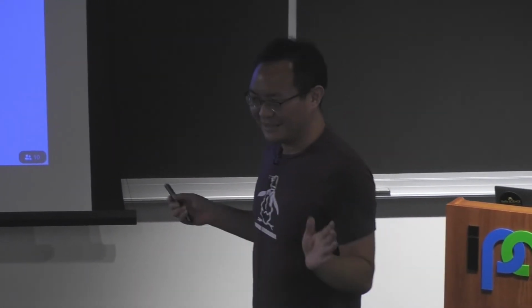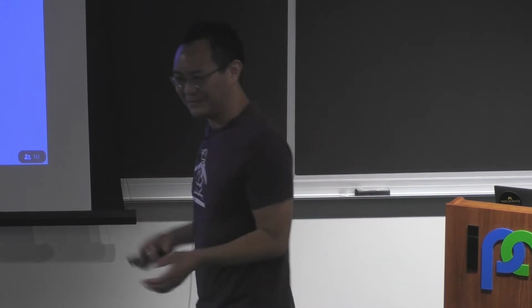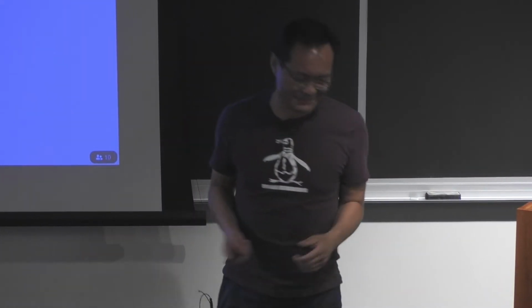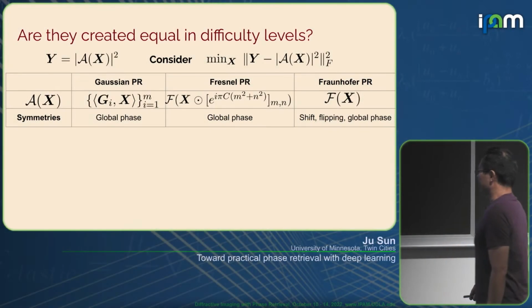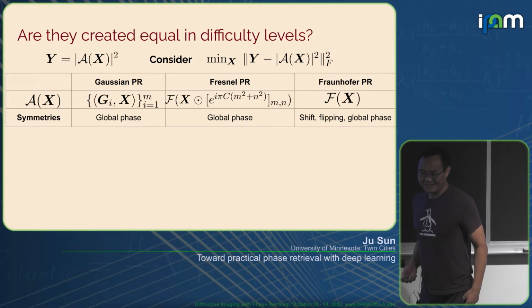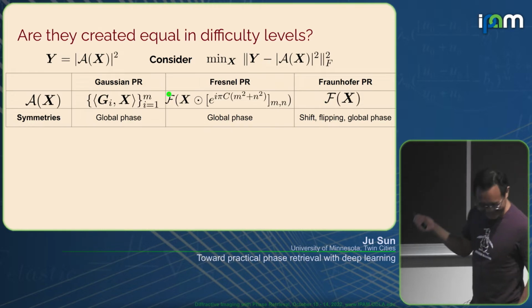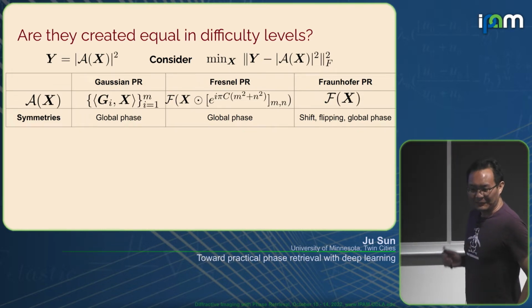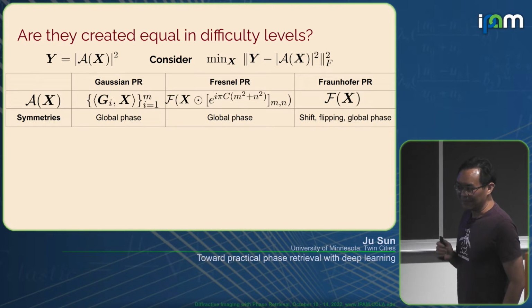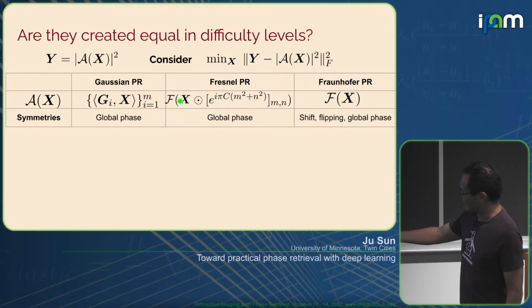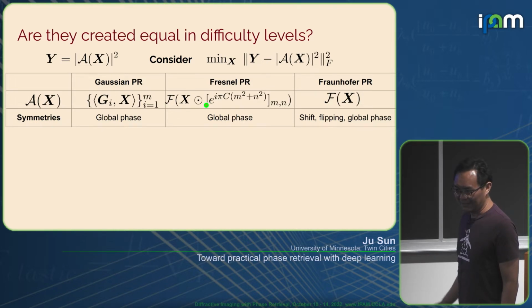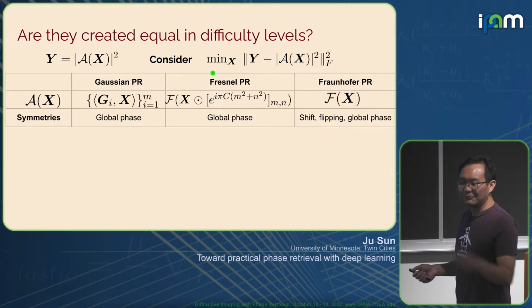I'll just take 3 examples. Gaussian phase retrieval, of course, I know a lot of you wouldn't think this is a realistic phase retrieval problem, but at least it has been popular in the applied math community for a while. Then Fresnel phase retrieval, the near-field variant, and also the canonical variant, the far-field variant. If we carefully think about these problems, they have different levels of symmetries. For the first 2, we only have the global phase symmetry, but the last one actually has 3 groups of symmetries. And that practically maps to the difficulty levels of the problems.